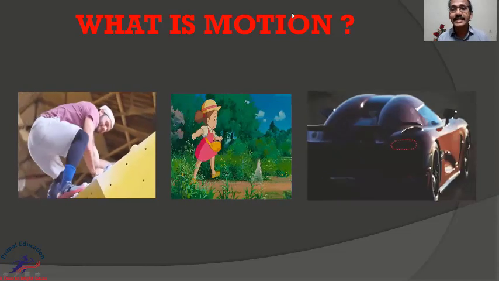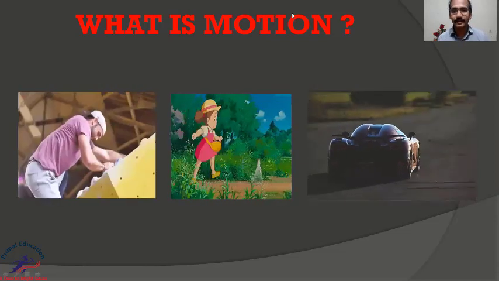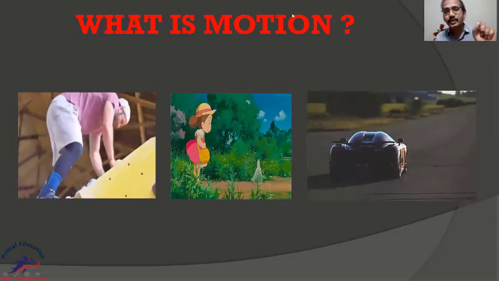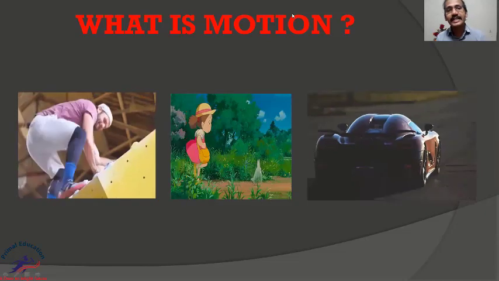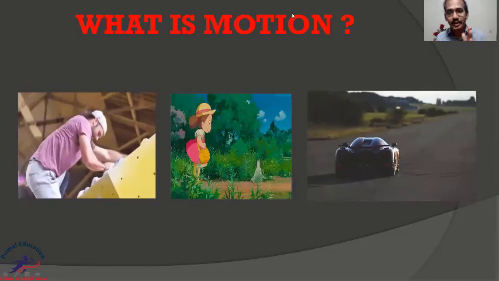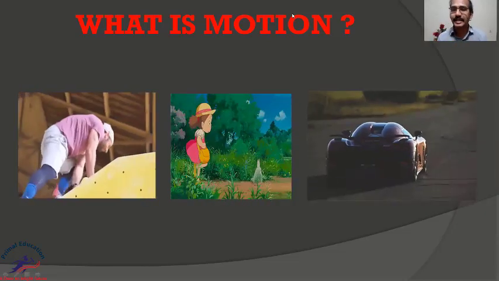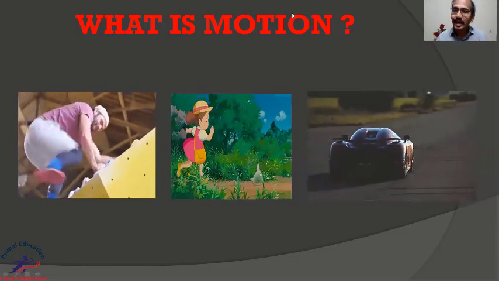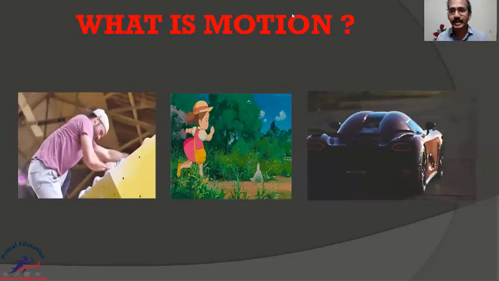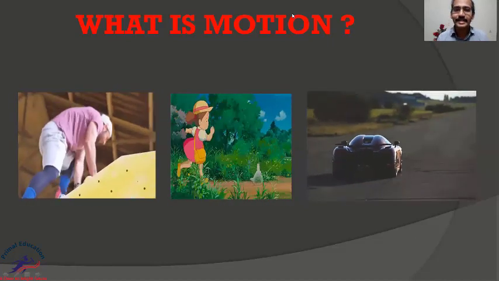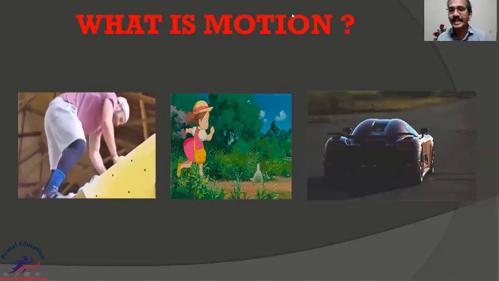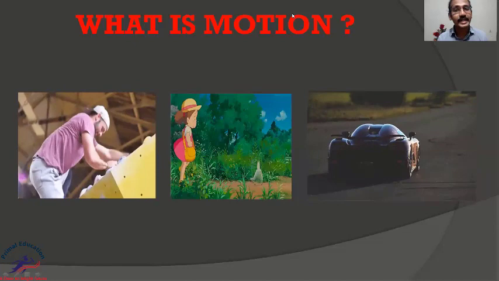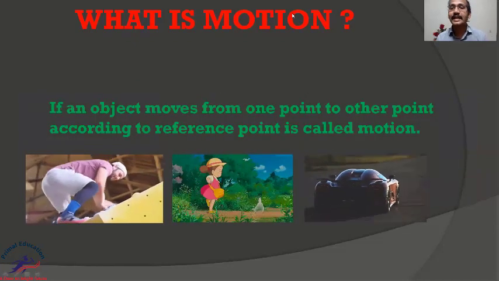But in physics, assumptions are not applicable. We need to prove how the person is moving. According to a roof, a person is changing place. According to a tree, the girl is changing place. According to a point on the road, the car is moving in the forward direction. So we can justify that yes, objects are moving, which means changing from one place to another place according to some point near to that. We name that point a reference point.